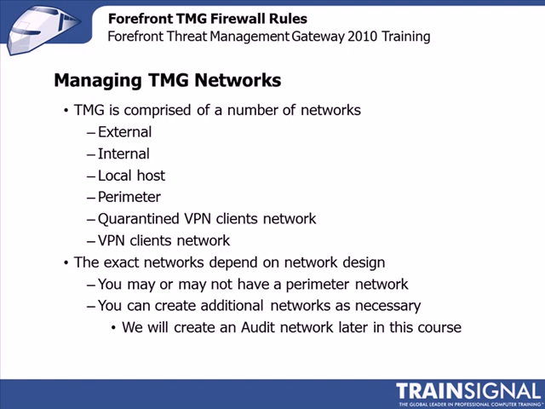Obviously, the exact networks that you have really depend on your network design. You may or may not have a perimeter network. Some organizations have everything on the internal network, although this is considered less secure. And as I mentioned, you can create additional networks as necessary. So if you have to create an additional internal network or a second DMZ or perimeter network, you can do that with Threat Management Gateway simply by adding an additional network adapter. And again, we're going to create an audit network later in this course.